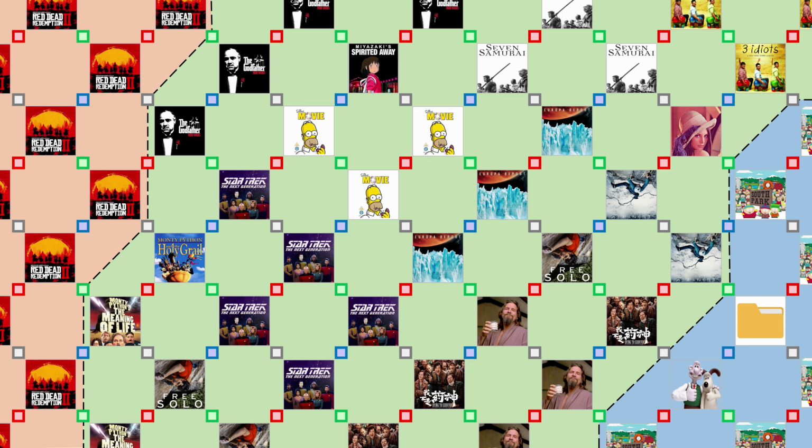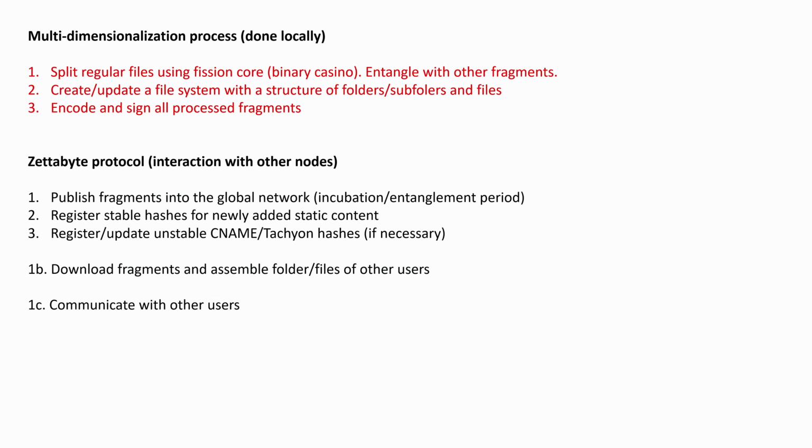Our distributed data storage has two major pillars: the logic behind multidimensional files and the zettabyte protocol. The logic behind multidimensional files ensures everybody is forced to split files into fragments using the proper setup of a fission core, or binary casino if you wish. Otherwise, the user will not follow the logic of the game, thus, he cannot store files to the distributed data storage. Zettabyte protocol is a set of network rules which every user should strictly follow to protect themselves and to check that nobody reveals any information which can be connected to any meaningful content.